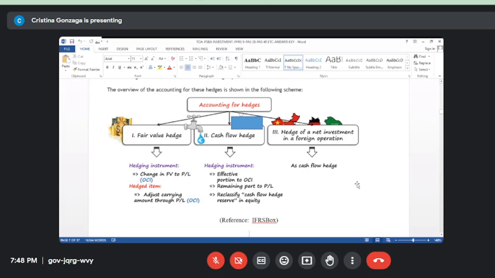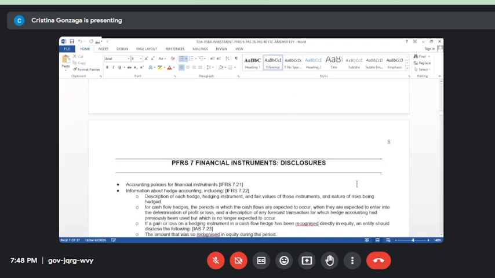illustration natin ito. Pag fair value hedge, okay, what is the effect? If it is a cash flow hedge, what is the effect? How do you account for a fair value hedge, a cash flow hedge, or a hedge of a net investment in a foreign operation? Okay?